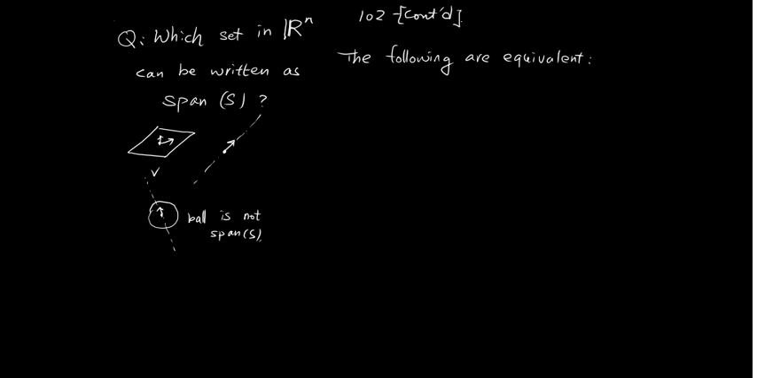Okay, so this phrase is very common in mathematics: the following are equivalent. It says that I'm going to write several statements, and they are the same. The first statement says that a set is equal to span S for some S. Just try to use the example on the left-hand side: V is equal to the plane, and S is equal to the two vectors.